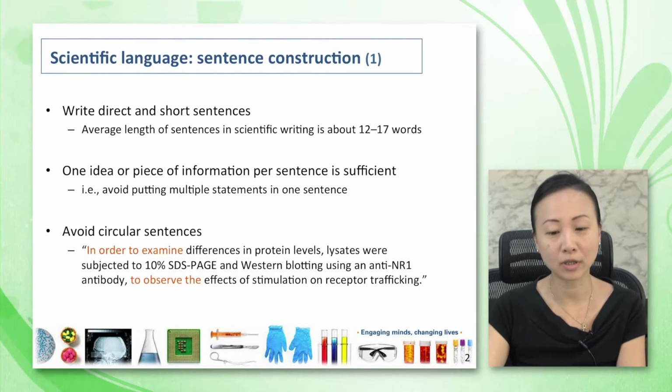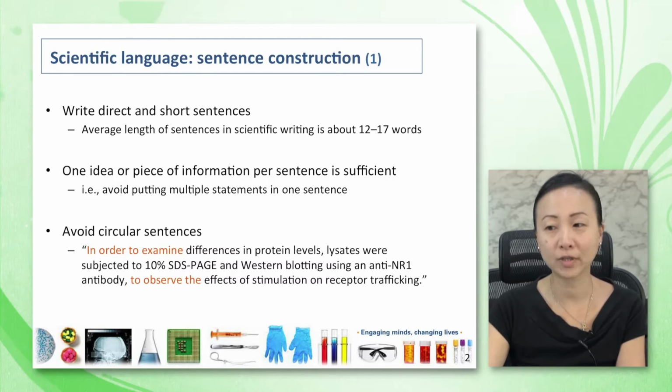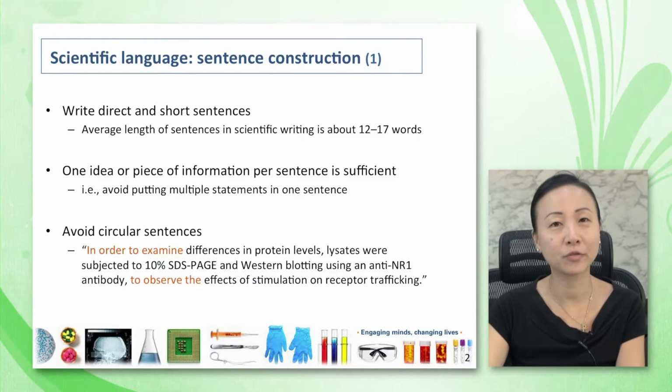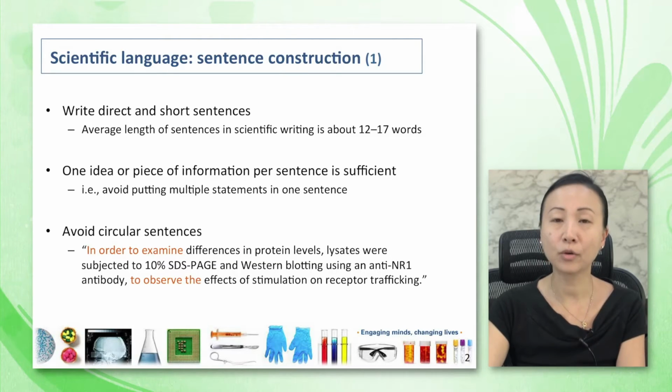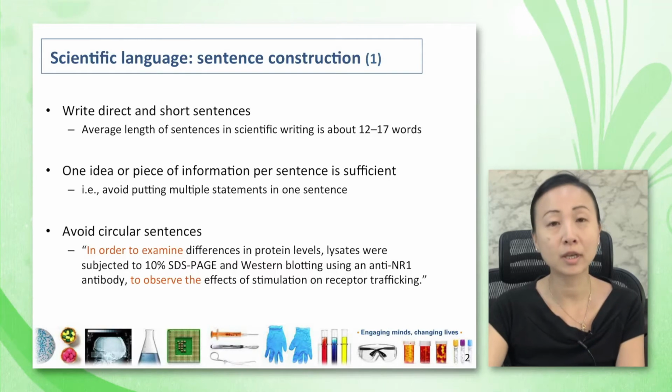Sentences should be constructed in short factual bursts. Long sentences will confuse readers as they can be hard to follow. The average length of sentences in scientific writing is about 12 to 17 words. Generally speaking, only one idea or piece of information should be conveyed per sentence, so avoid cramming multiple statements into a single sentence. Also, avoid circular sentences that circle back on itself.